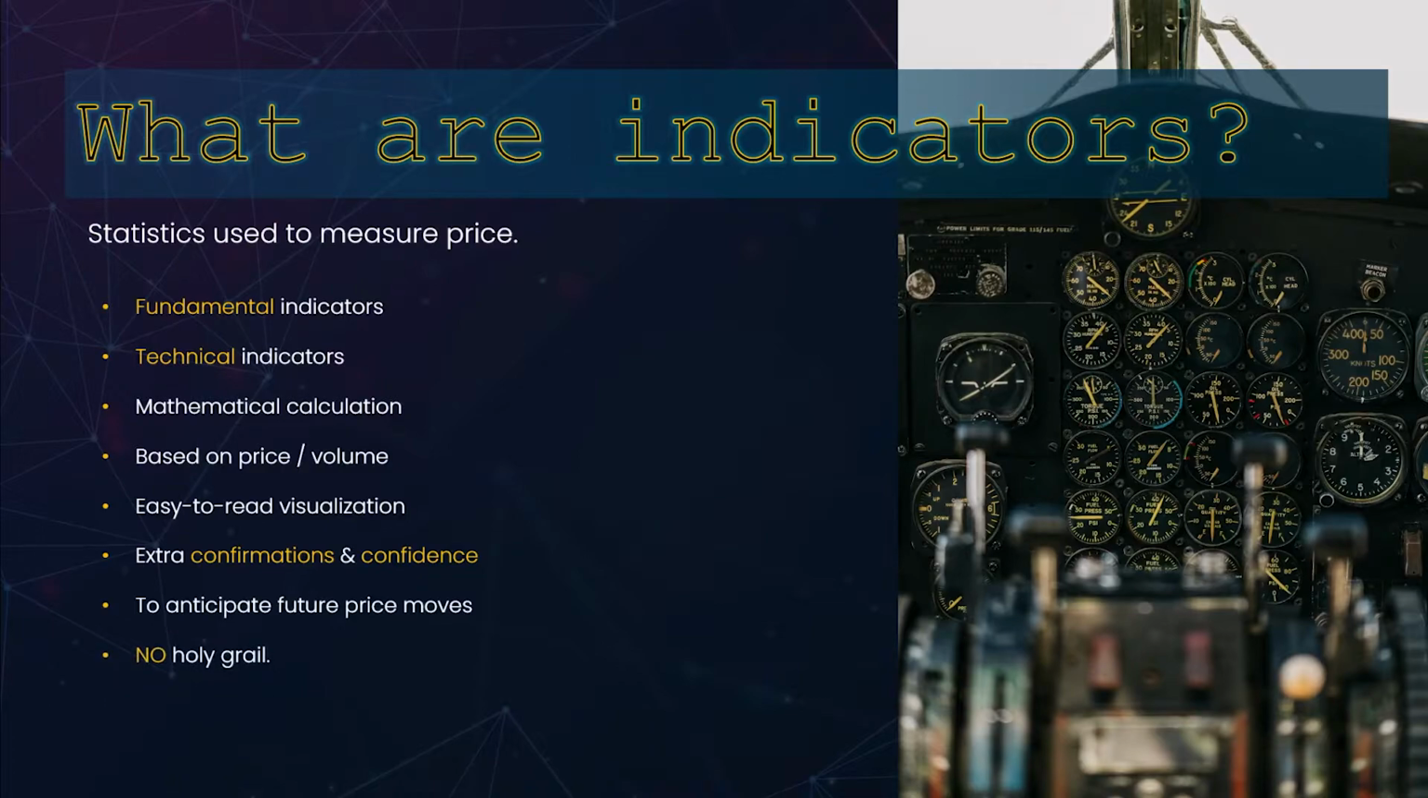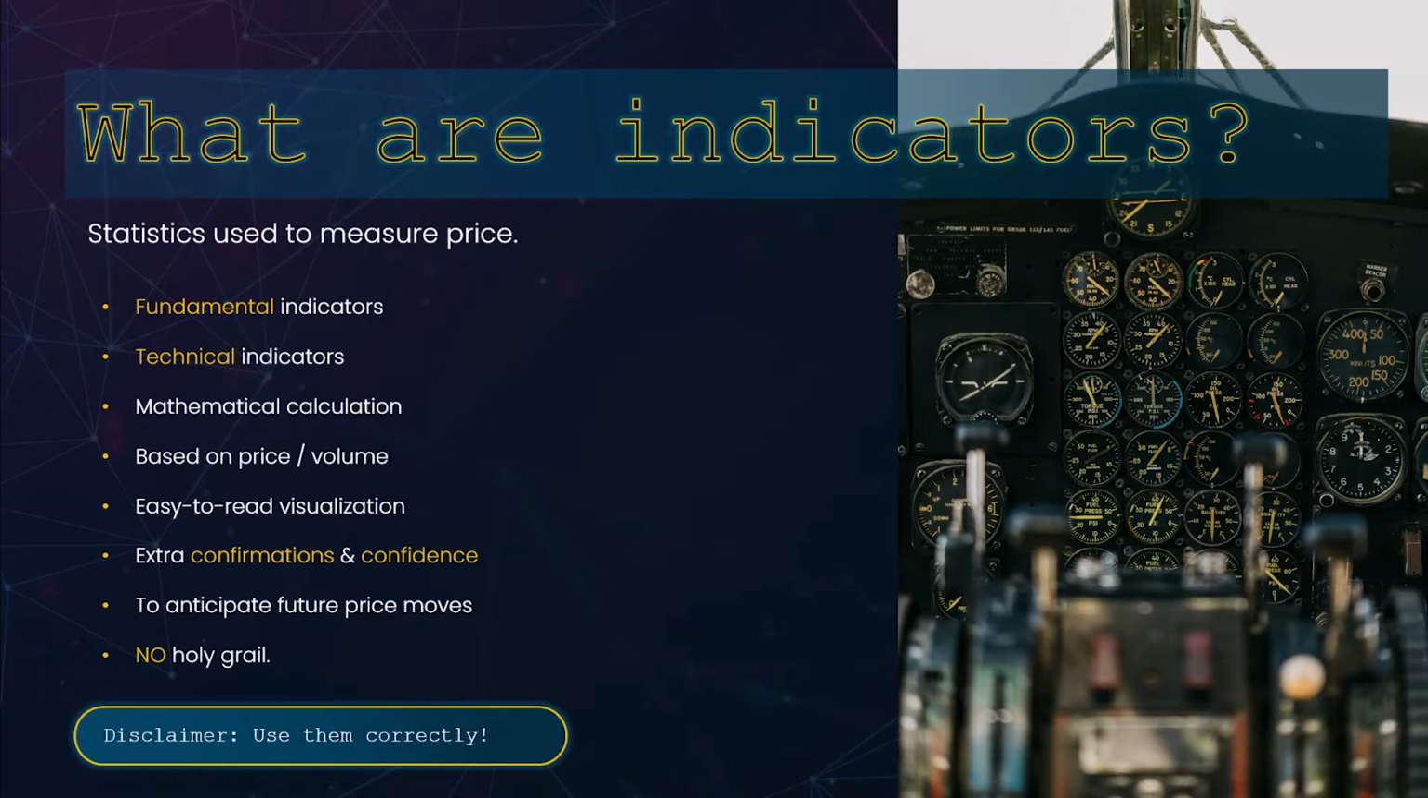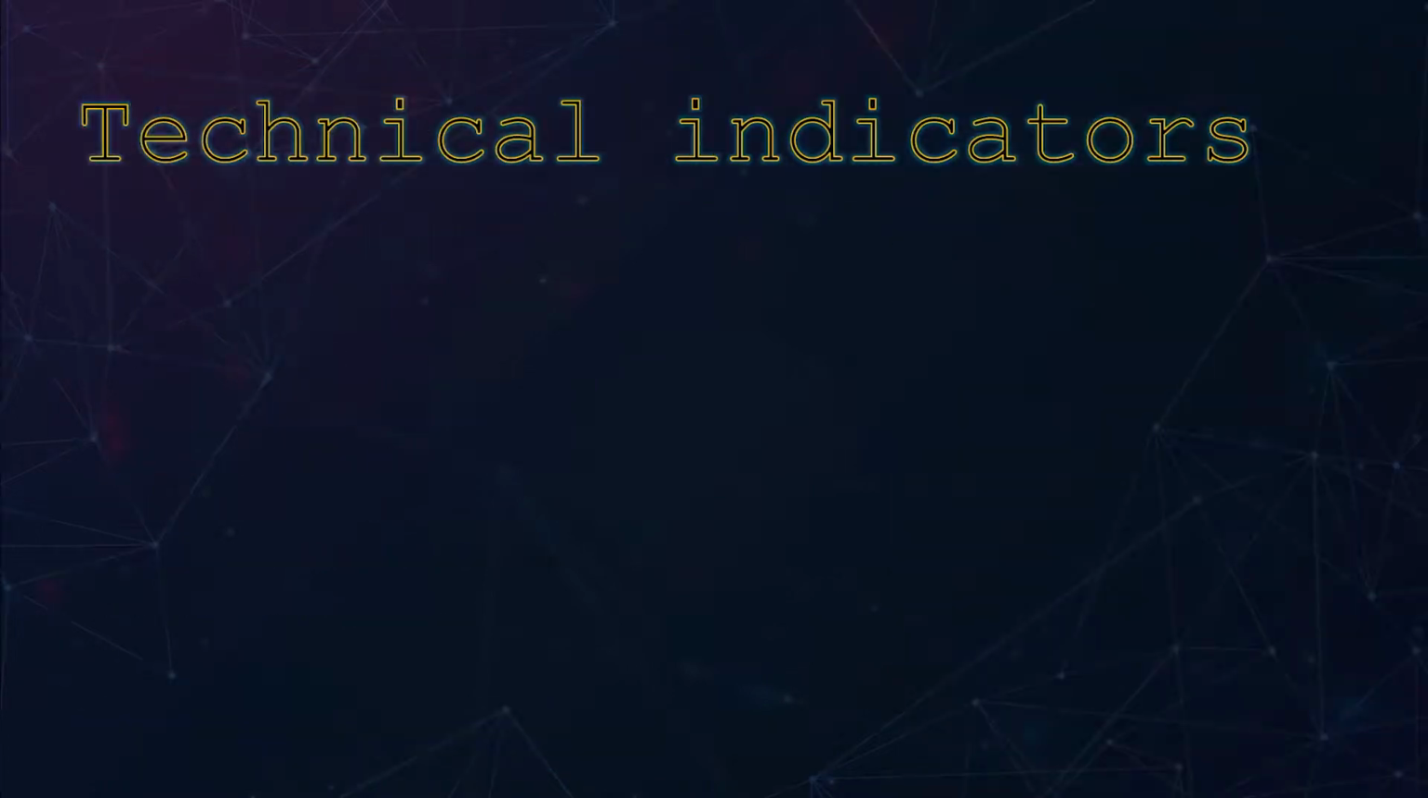There is no such thing as a holy grail in trading. Using indicators can support you in technical analysis, but do not rely on them blindly. Only use them in conjunction with other technical analysis techniques. Make sure you know exactly how to read any type of indicator, because otherwise it can do more harm than good. Let's talk about what categories of indicators there are.